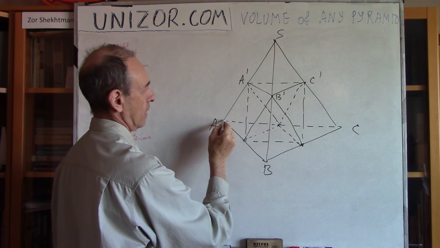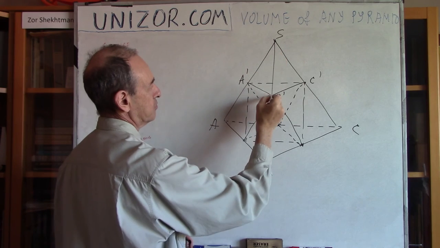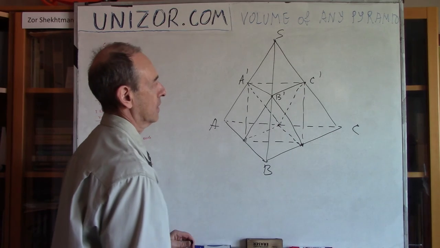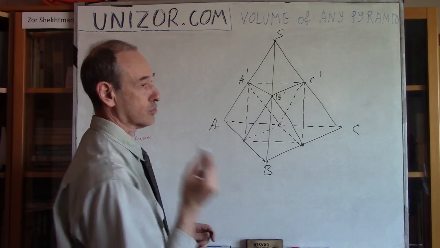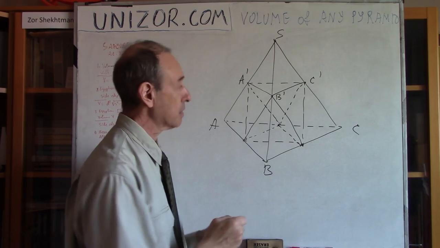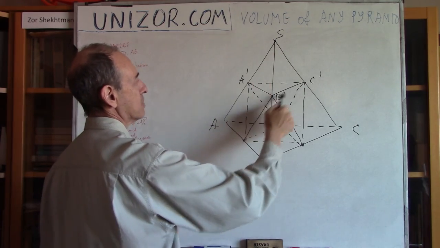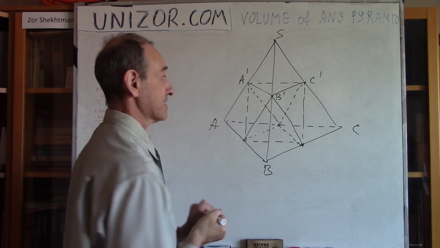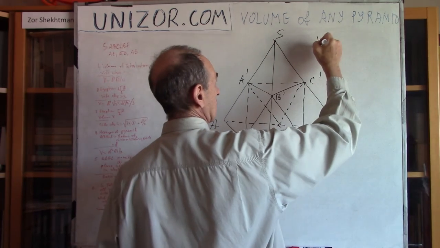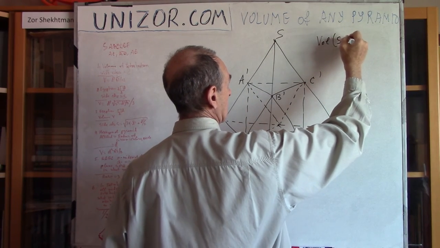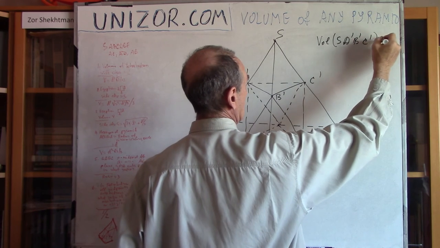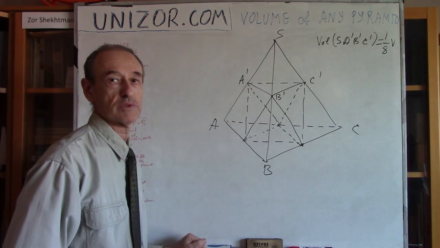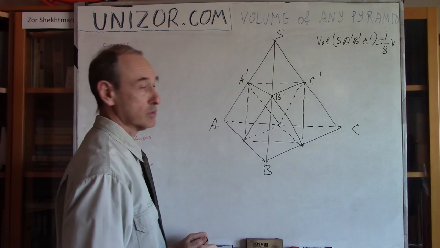because this is twice as long. From B prime you go to B with a scaling factor of 2, and from C prime to C. So this is a true three-dimensional similarity between S A prime, B prime, C prime, and S A B C. And the ratio is 2, which means that the volume ratio equals 1/8 of V, where V is the volume of the original pyramid, right? 2 to the 3rd degree.